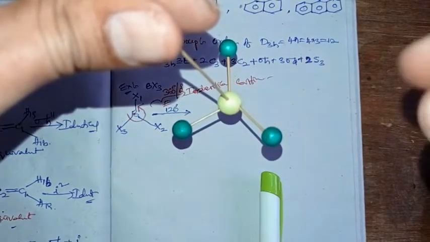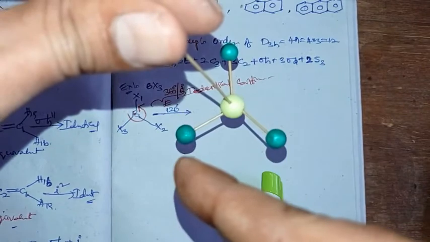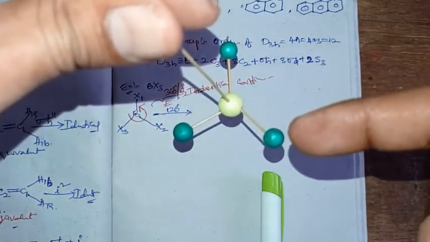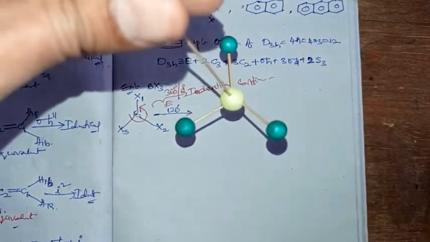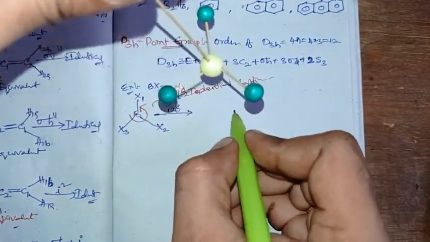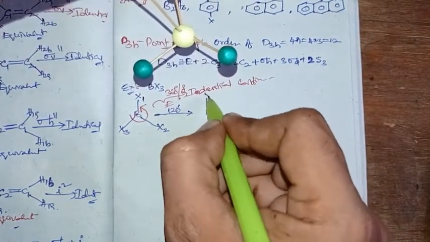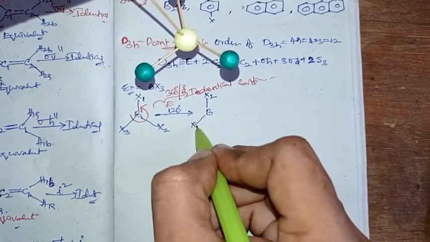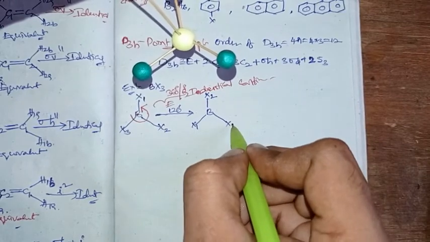what happened? X2 gets the position of X1, X1 gets the position of X3, and X3 is positioned at X2. The boron position is retained; boron never changes its position. So the boron is in the same place, whereas at the top we have X2, on the left side we have X1, and on the right side we have X3.